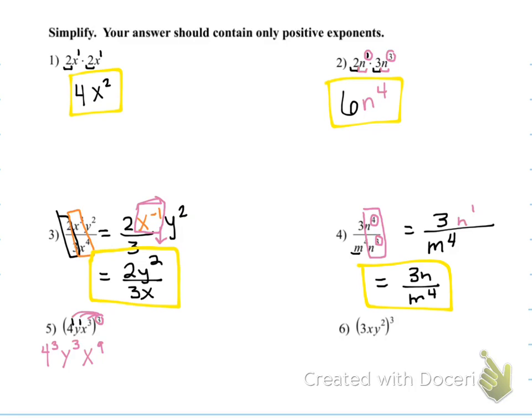Okay, but our last step is to find what 4 to the third is, and that's 64. Okay, so I'd have 64y cubed x to the 9th, or you could flip that x and y, but we'll say this is our final answer.